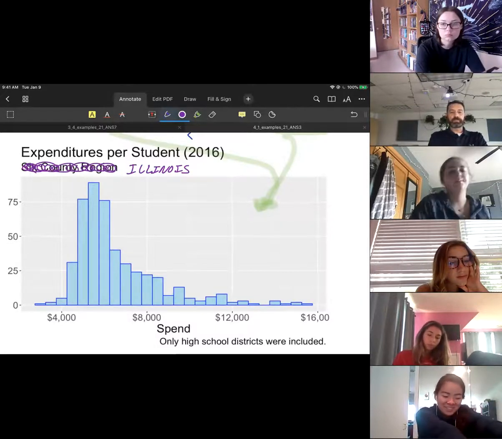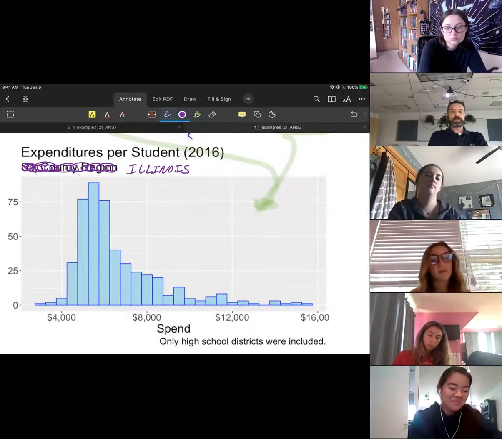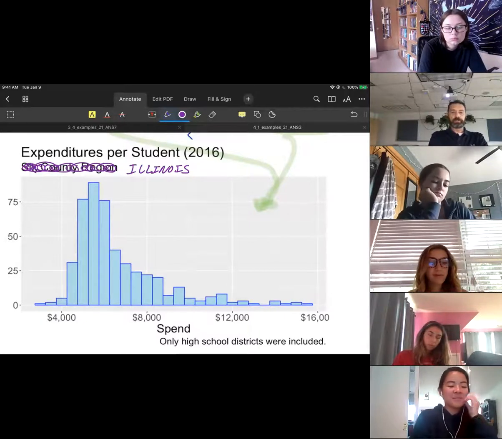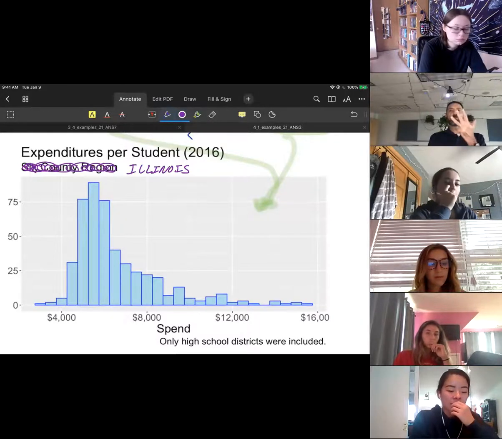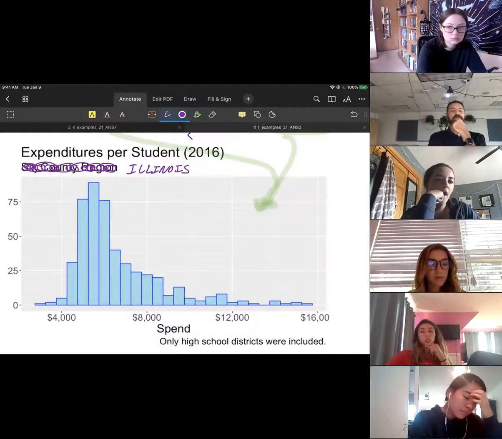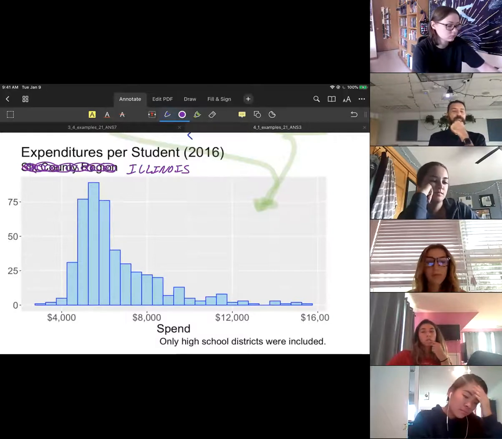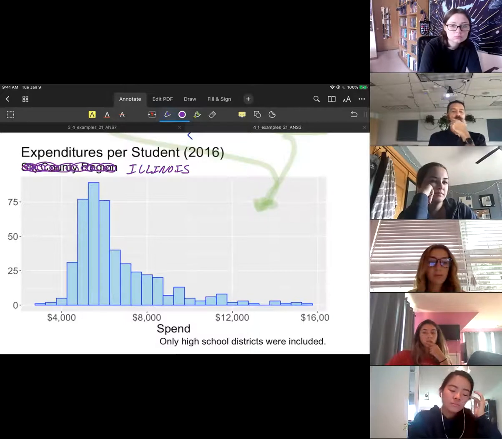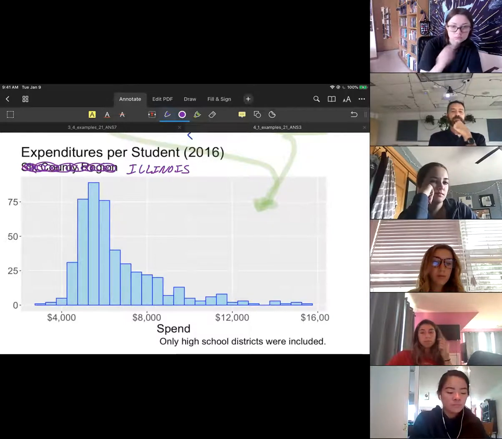And then this is a distribution. So since this is a histogram, I could have put this on an earlier test or quiz and said, please summarize this. And you would have gone through center, shape, spread, and unusual. Yes? Okay. The thing we're focusing in on today is center. What is the typical amount that a high school in the state of Illinois spends on students?